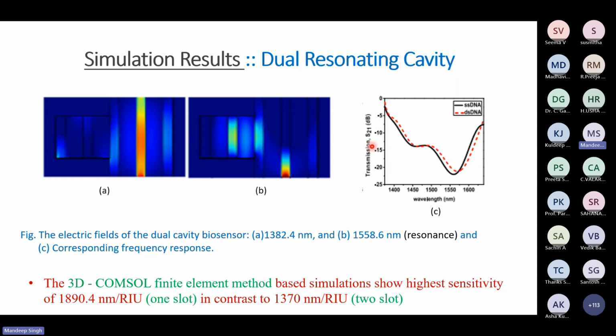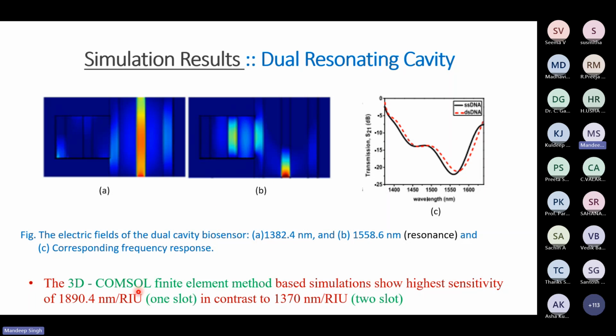So again it is in accordance with the frequency response behavior. And again for both DNA there is a shift, which means it is supporting the sensing behavior in this window, between 1400 to 1600 nanometer. And now let's see their performance, which is better: the single slot or the dual slot cavity. Let's see one by one.